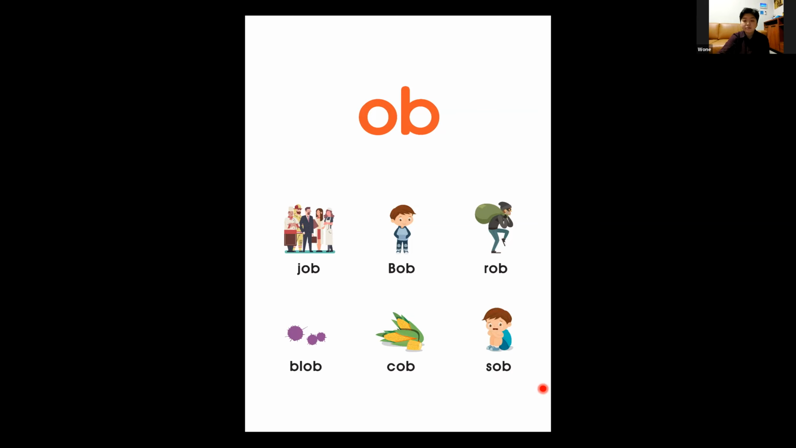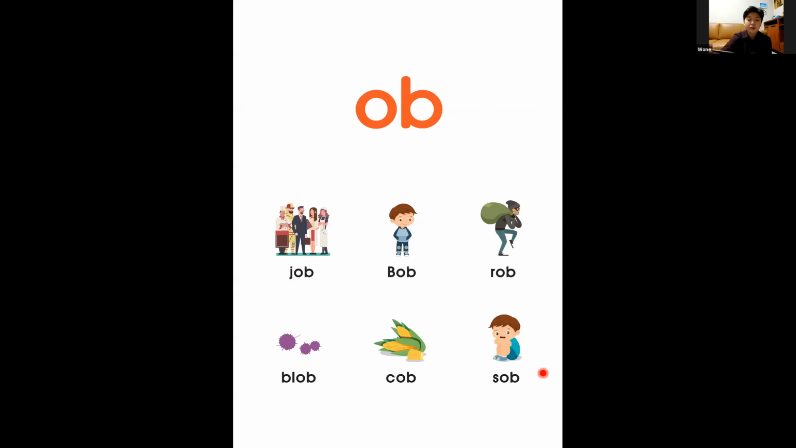Very nice. So, sob means to cry. A cob is corn, right? Corn inside these green leaves would be corn on the cob. Sob means to cry. So we'll go to the next page.